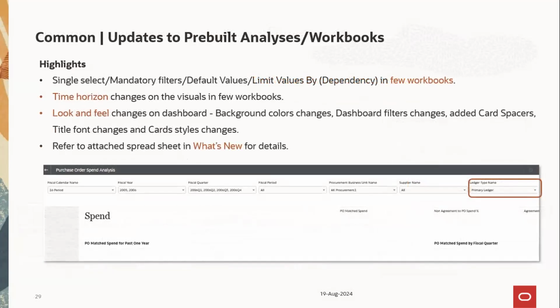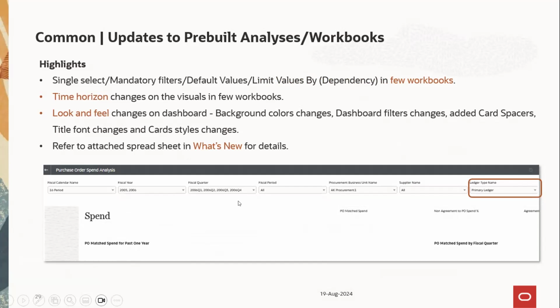And the next feature is we did some updates to the existing pre-built workbooks or pre-built analyses. For example, if you take purchase order spend analysis, we added a new filter called ledger type. Basically, you will have primary ledger, secondary ledger, and reporting ledger. We made it single select, and we made it mandatory. Similarly, we did some changes on the time horizon. Initially, it was showing the last 1 year, and we changed it to 6 months. And we did some look and feel changes and standardized the fonts and so on.